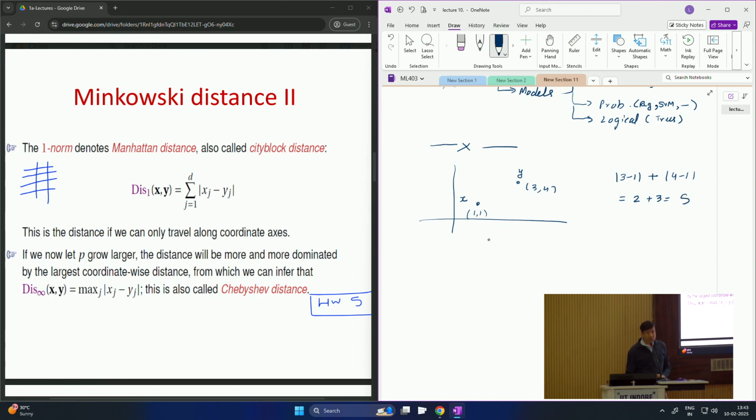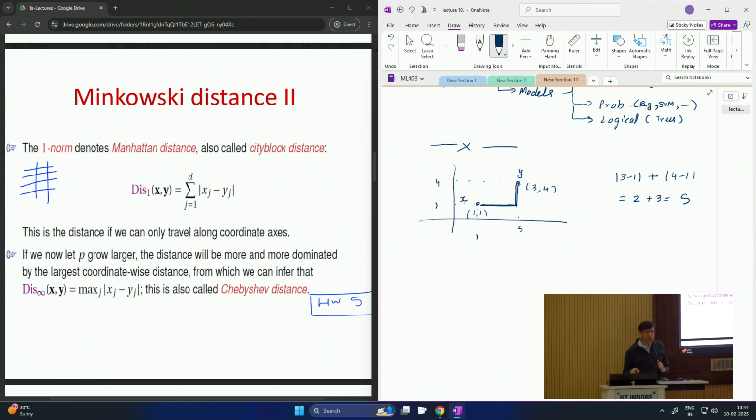If you want to visualize this, first you move 3 minus 1, that much distance, and then 4 minus 1, that much distance. So basically you're going along the axis. When you go along the axis, it's like a city block distance, because Manhattan, the place in New York City, is based on a proper grid. That is why it's also referred to as the Manhattan distance. But it's the P equal to 1 norm.